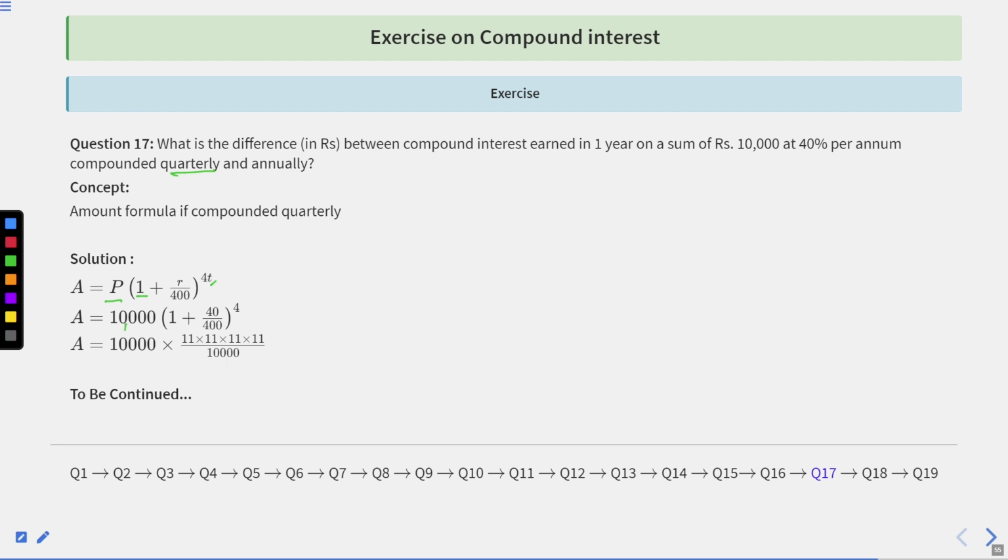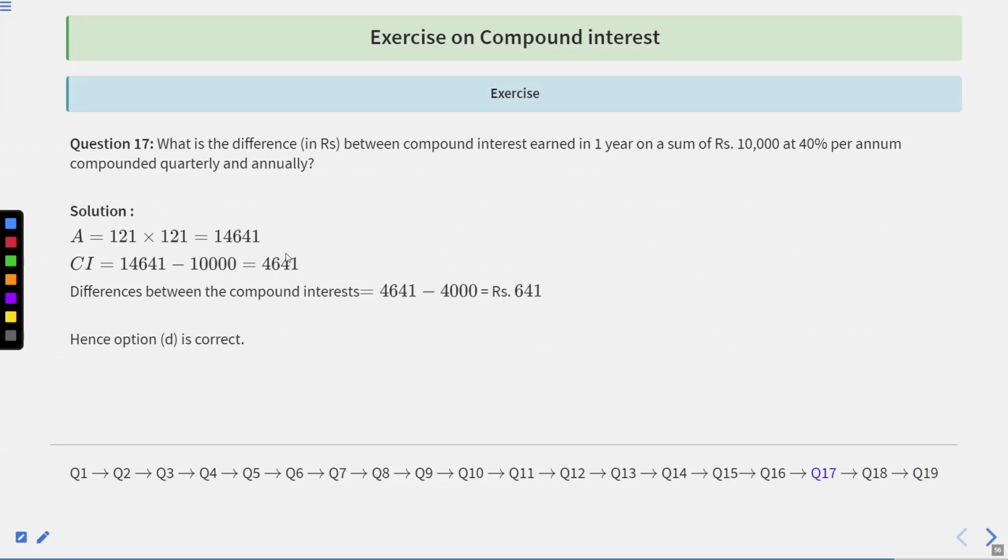So A is equal to 10,000 into 11 into 11 into 11 into 11 upon 10,000. So A is going to be 14,641. So the compound interest will be 4,641. The difference between the compound interests is 4,641 minus 4,000, which is 641. So the option correct here is option D.